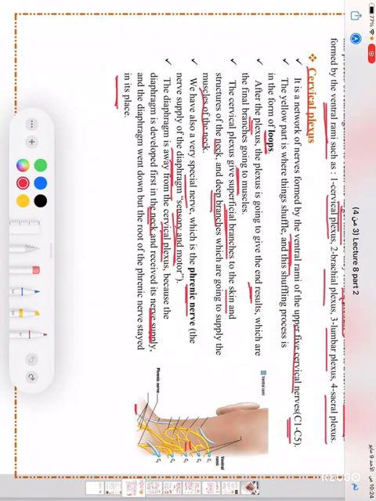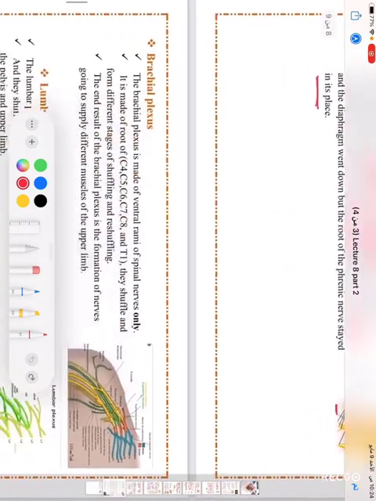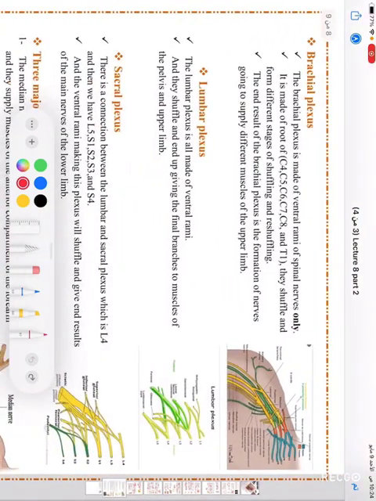Okay, let's go to the next one اللي هي البراكيال بلكسس. Brachial plexus. The brachial plexus is just made من ventral rami of the spinal nerves only. Okay, it's made of roots of cervical 4, 5, 6, 7, 8 and thoracic 1. They shuffle and form different stages of shuffling and reshuffling. تمام. The end results of the brachial plexus is the formation of nerves going to supply different muscles of the upper limbs.